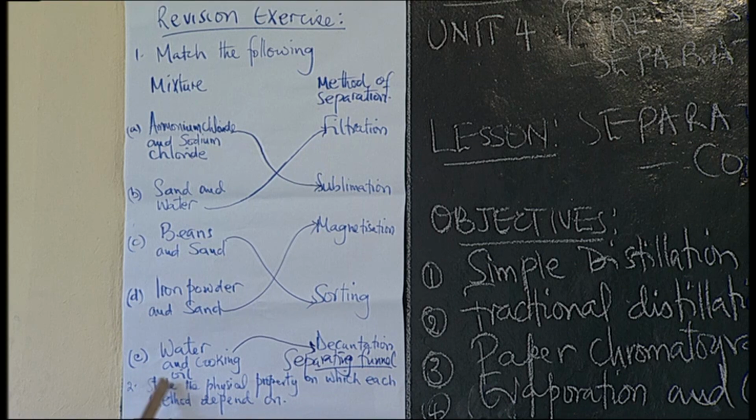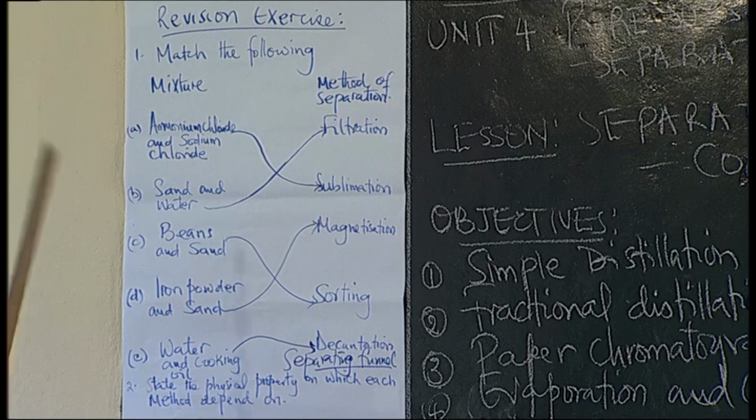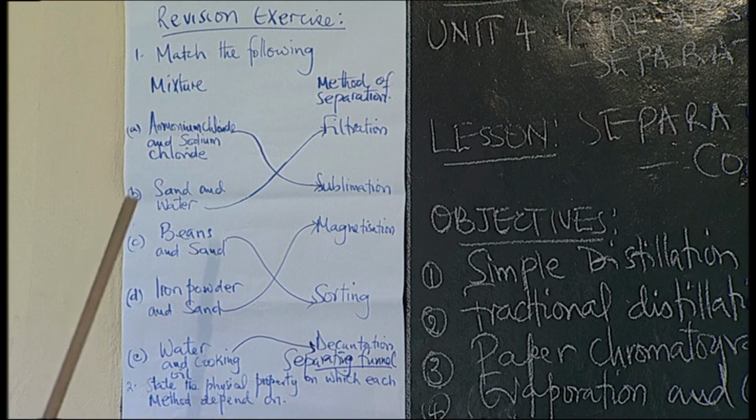So here we are, number 2. They say, state the physical property on which the method depends. Each of these methods has its physical property. So when you look at filtration, which physical property are we using here? We are using solubility here.